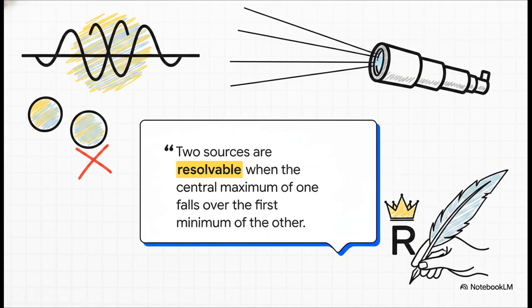So, where's the line? How do we know the absolute limit of what we can distinguish? Well, a physicist named Lord Rayleigh figured that out. He came up with something called the Rayleigh criterion. It gives us the exact mathematical point where two light sources are just resolved. Now, the definition sounds a little technical, I get it, but trust me, a picture makes it all make sense.